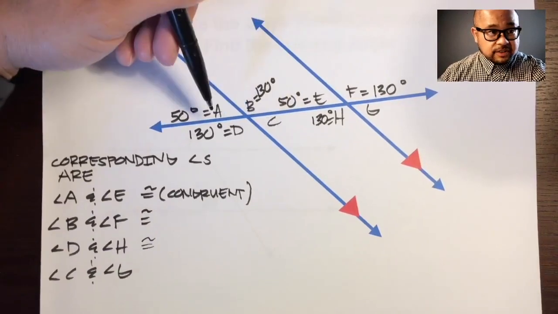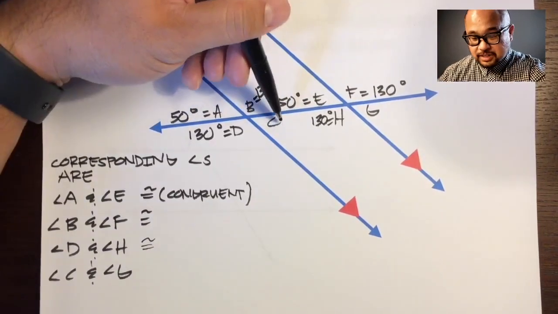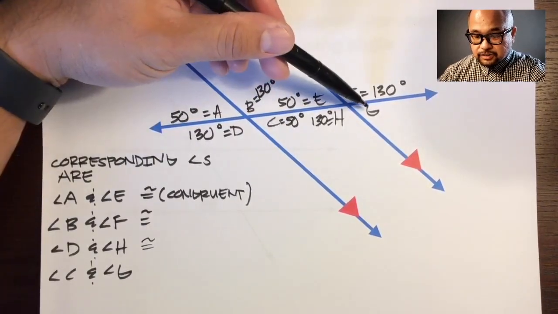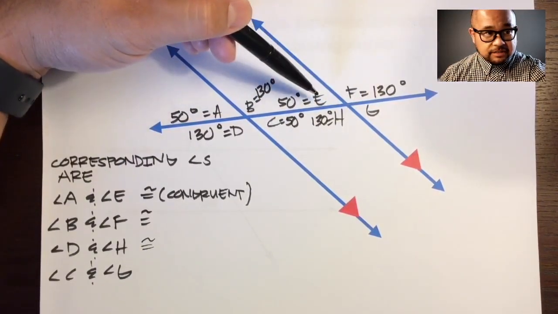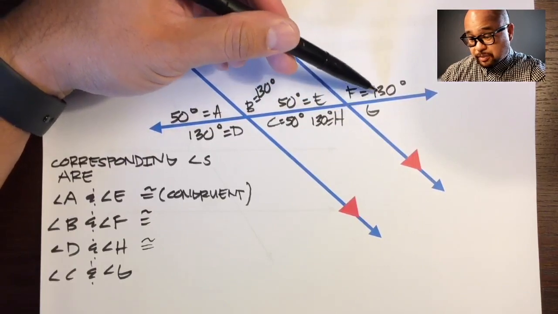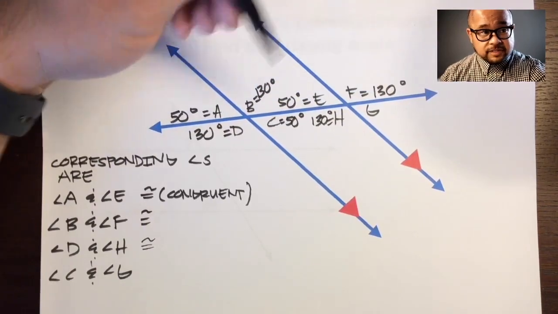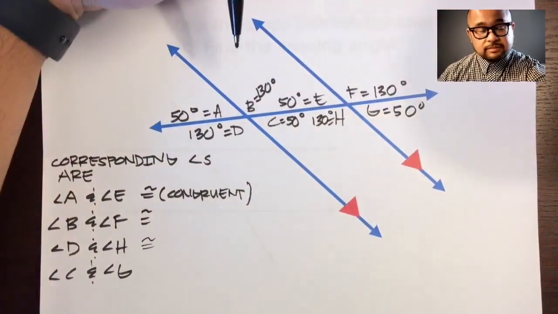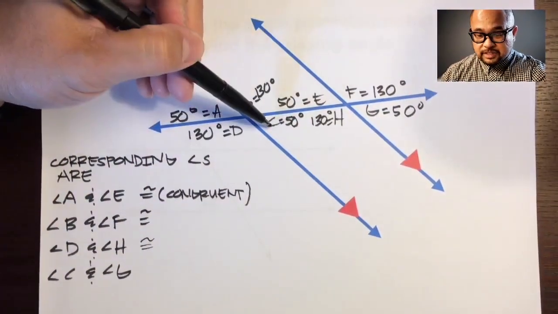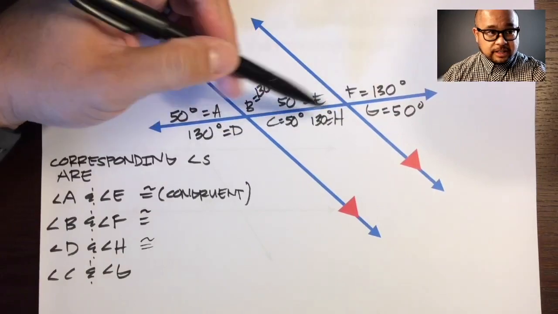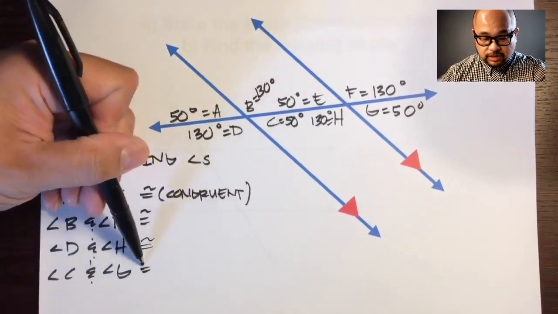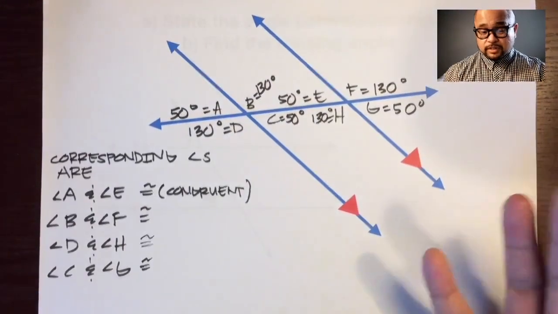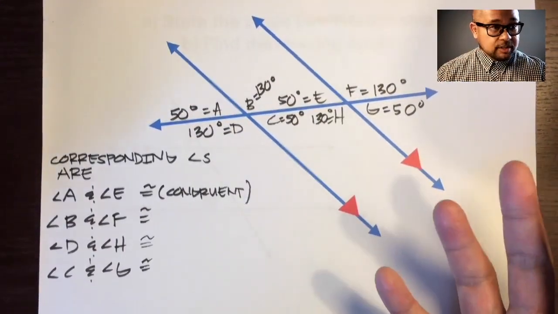Let's look at angle C. Angle C is vertical to angle A, so angle C has to be 50 degrees. Angle G is vertical to angle E, and it's also supplementary to angle F, so angle G is also 50 degrees. So what's the deal with angle C and angle G, these two corresponding angles? They are also congruent. So we looked at all four pairs of corresponding angles.